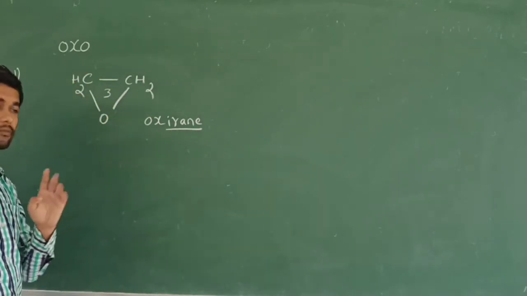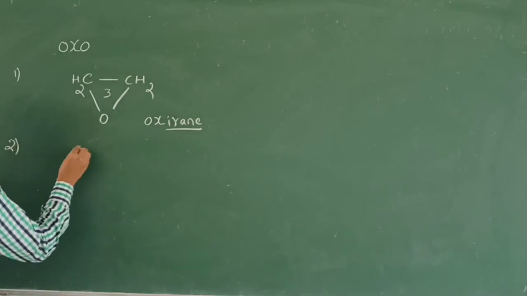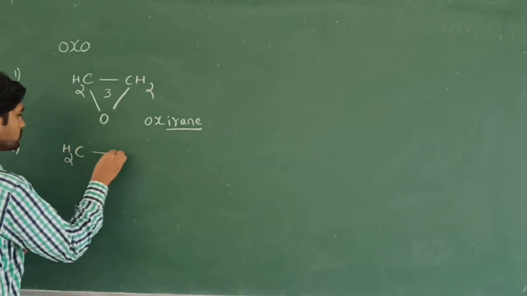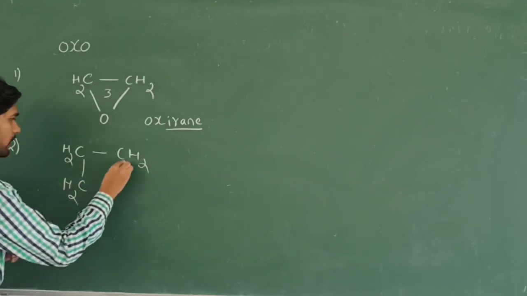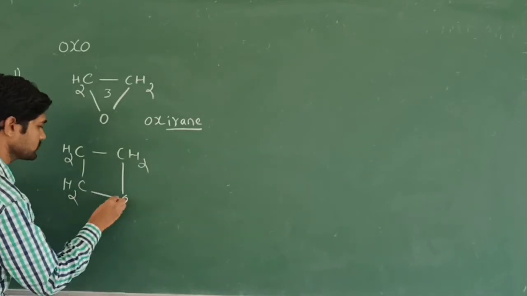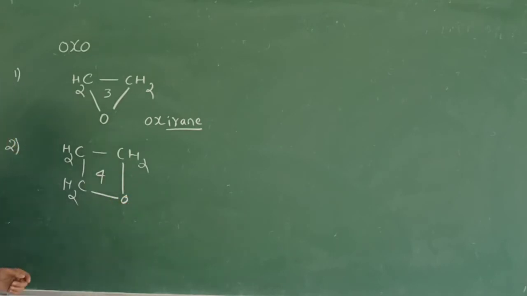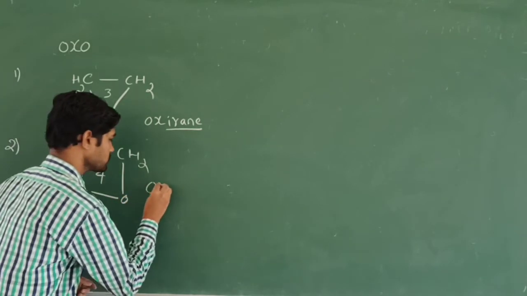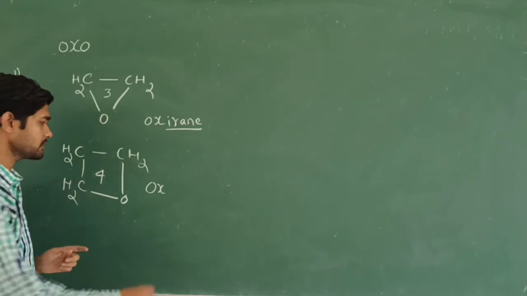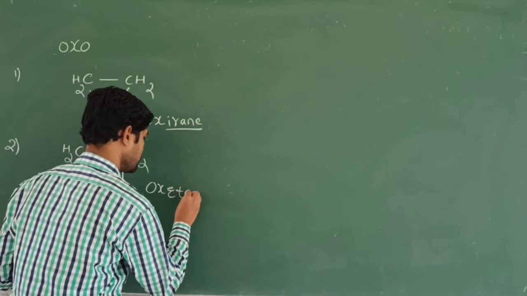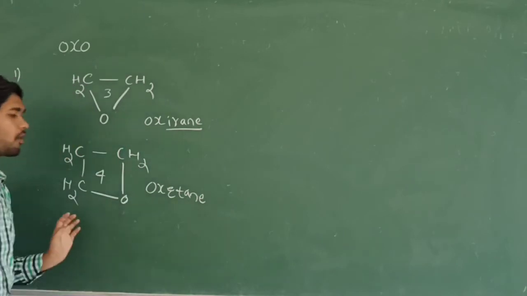Let's discuss the four-membered ring. That is the second one. CH2, and here three carbons and one oxygen. So this is called a four-membered ring system. Here it starts with ox. Because of the four different groups in the ring system, its name is called oxetane. We are going to call it oxetane.